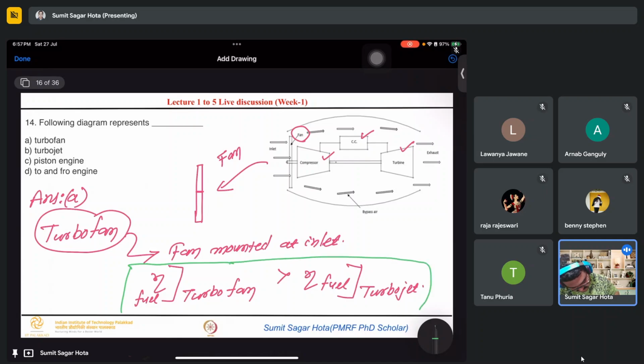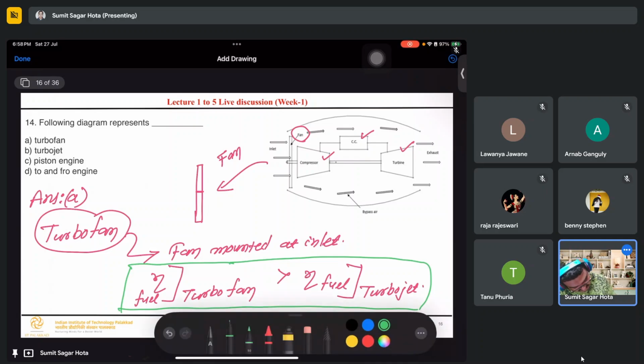This can be a very good question. What is the efficiency of the turbofan? Is it greater than, less than, equal to, or none of these? The question can be asked.